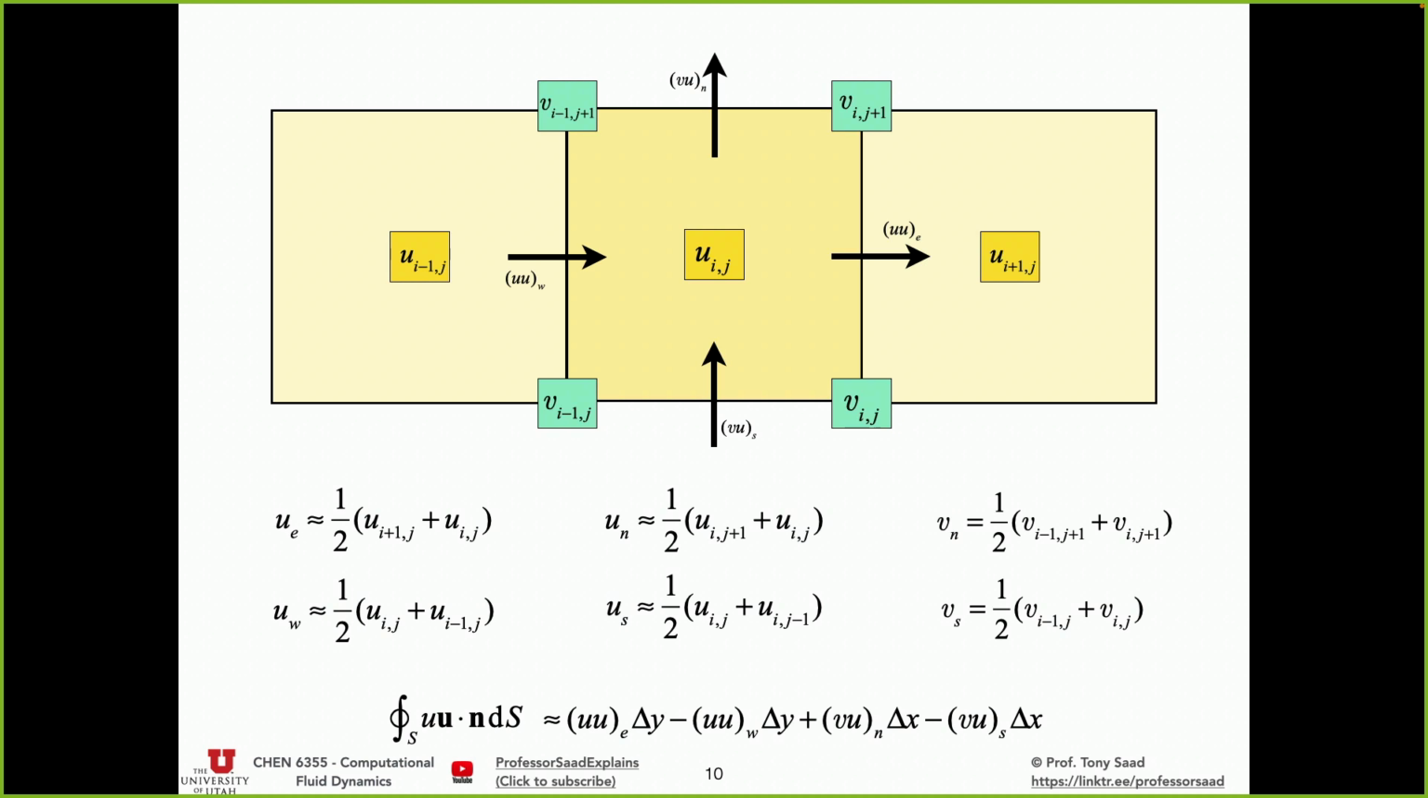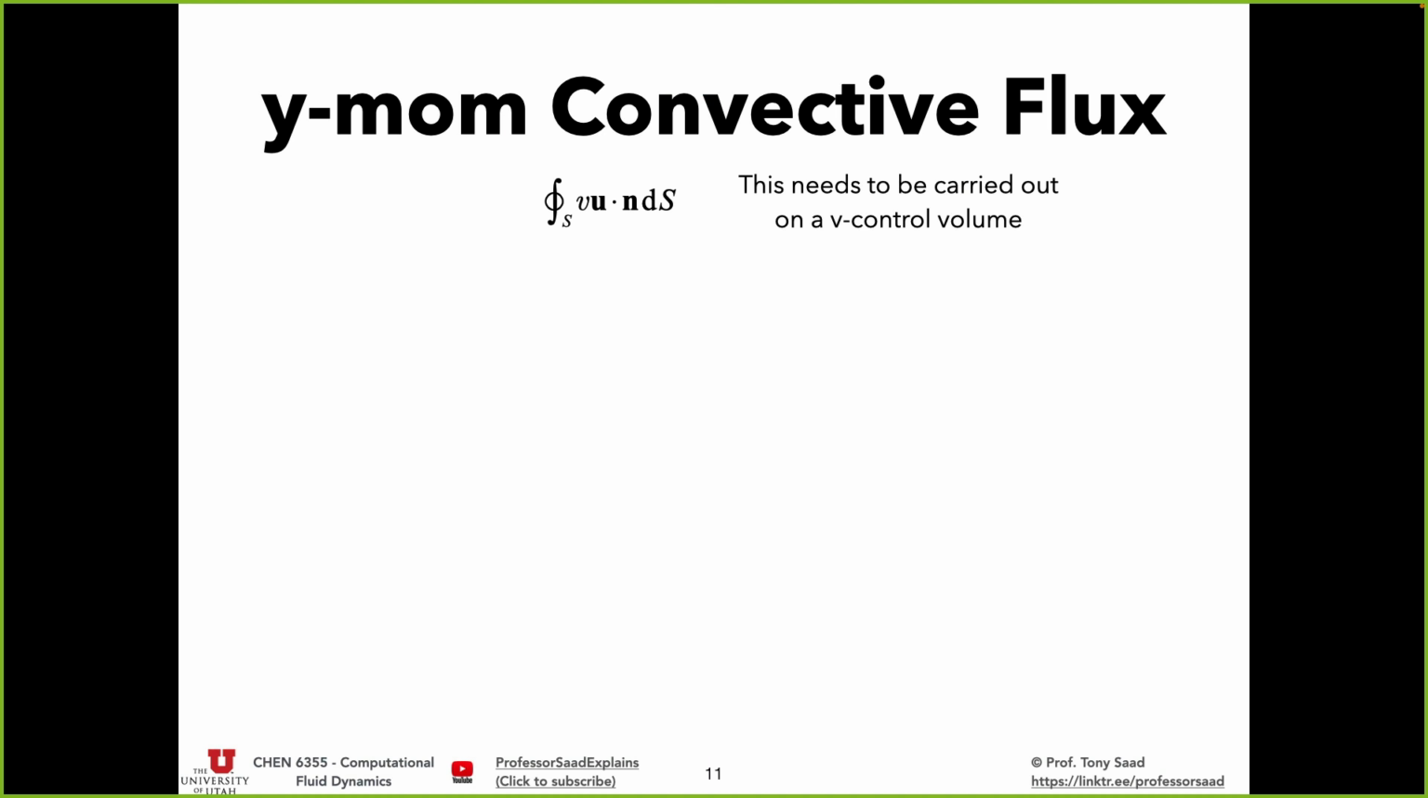So now let's do the y momentum convective flux. We could probably do it faster. The y momentum convective flux is the surface integral of this y momentum per unit mass, v, times u dot n. It's advected by the entire velocity field. Now, this surface integral needs to be carried out over what control volume? A cell-centered control volume, a v control volume, because that belongs to the equation for the v momentum.